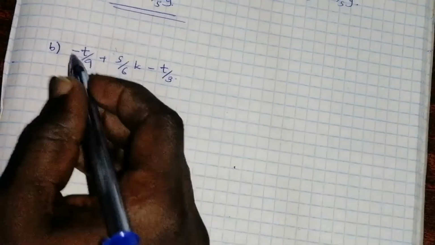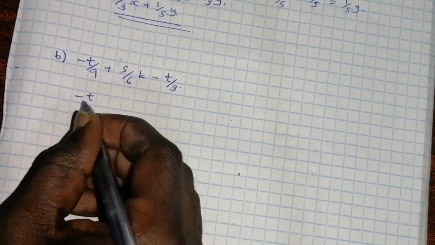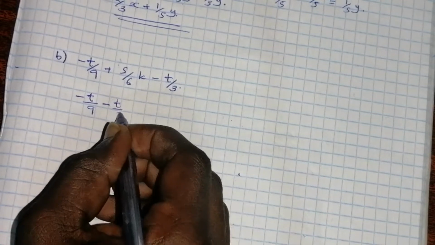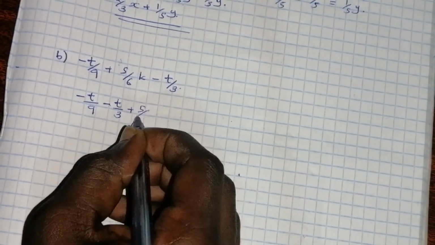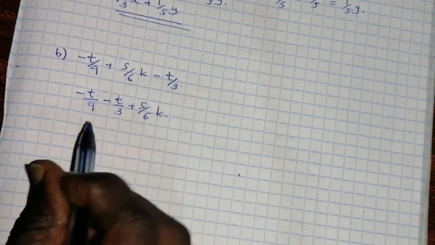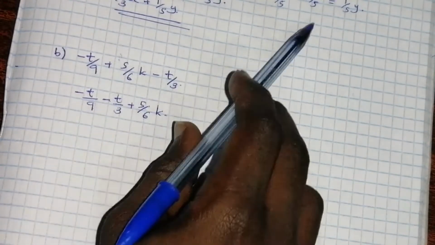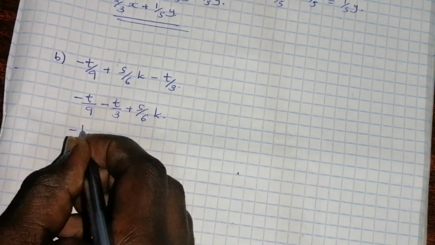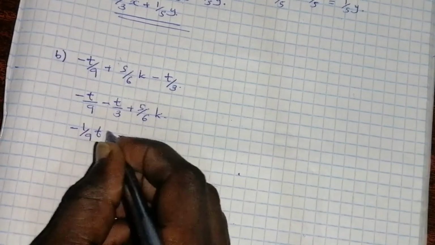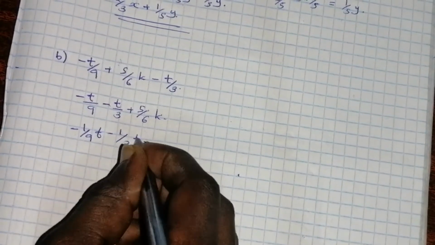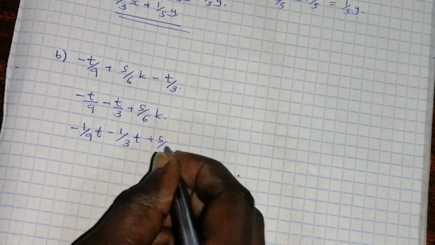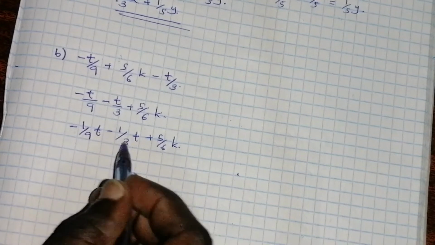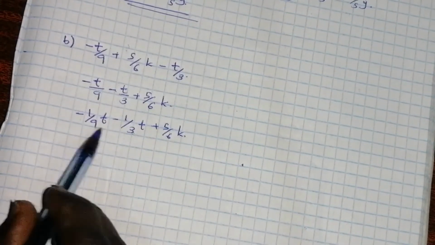First and foremost, I collect the like terms. So I'll have negative t all over 9 minus this one, t all over 3, plus 5 all over 6k. So how do I do it? Similarly, as I said earlier in the first question, this one I can also rewrite as negative 1 all over 9t minus 1 all over 3t plus 5 all over 6k. So these ones are of different denominators. So what do I do? I find the LCM of 9 and 3.